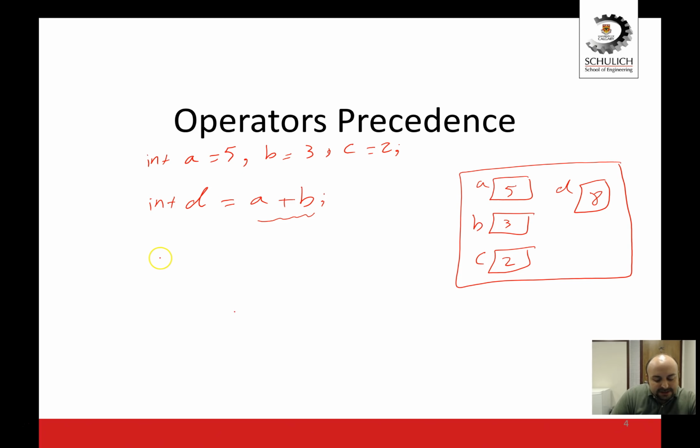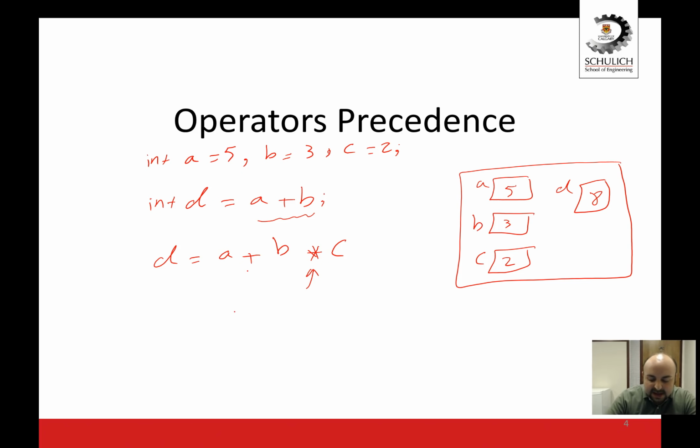What if I went like this though? What if I said d equals a plus b times c? What happens then? Well, if you did math, this is really elementary school math. Math is done from left to right. However, there is operator precedence. So the multiplication operator would take precedence over the plus operator.